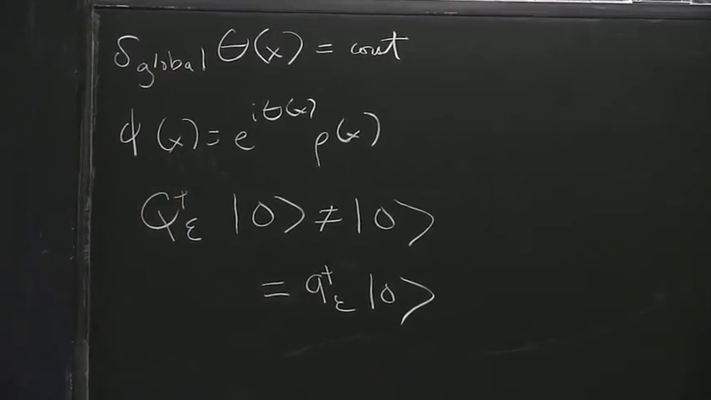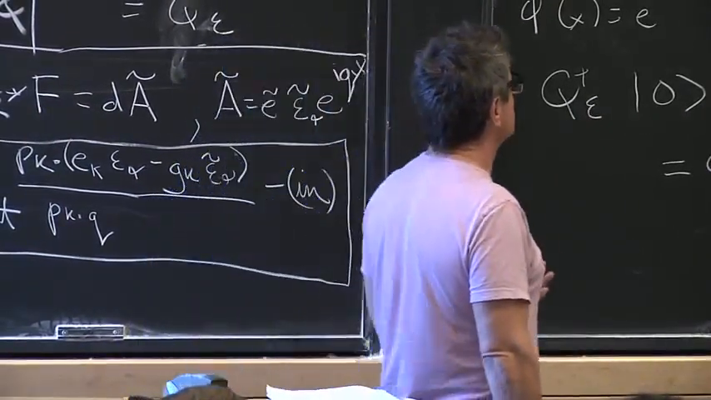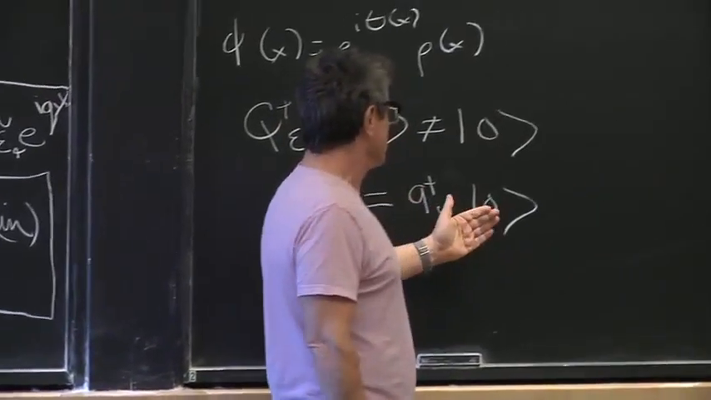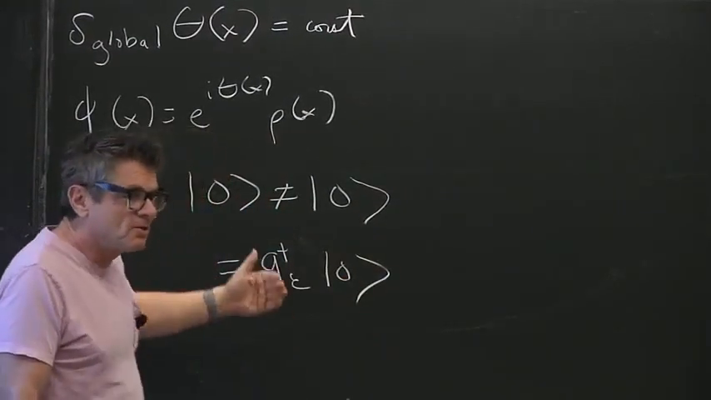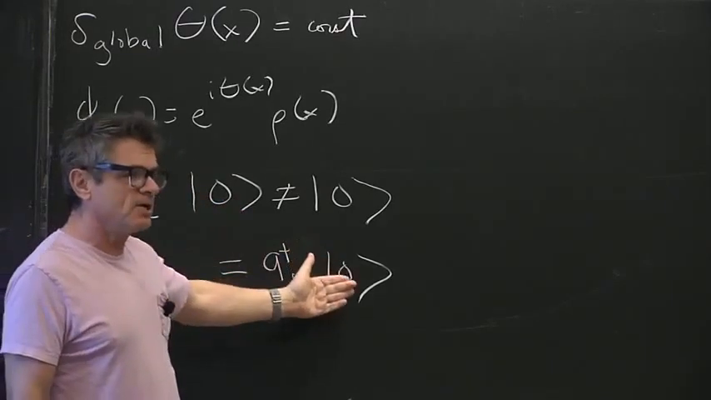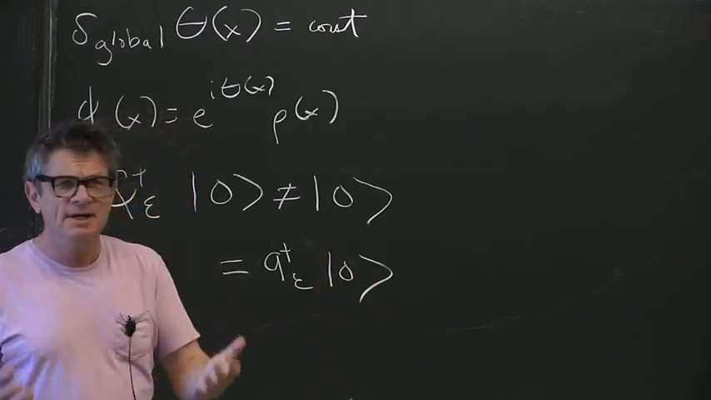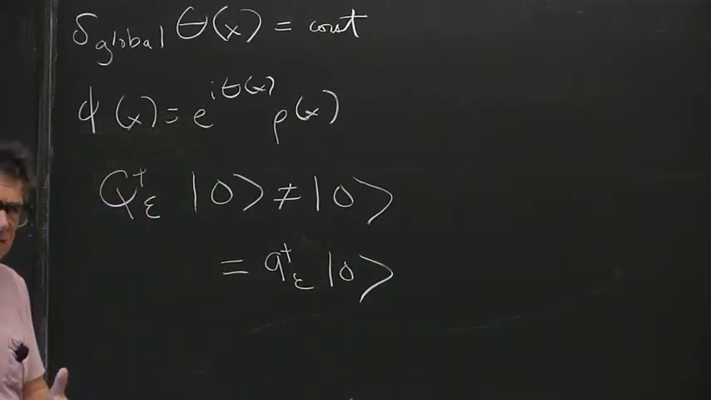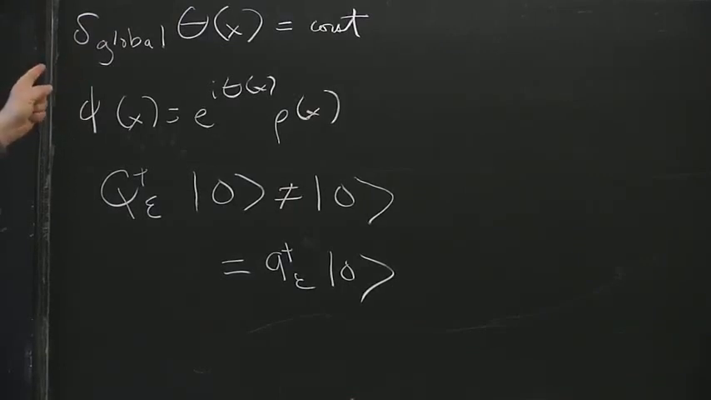Now, moreover, we have a vacuum degeneracy, because we can act with any number of Q pluses, we can act with any number of A daggers on the vacuum, we can add any number of soft photons on the vacuum. So we have an infinite vacuum degeneracy, a much bigger vacuum degeneracy than the vacuum degeneracy here, which is just parametrized by a circle. There's one vacuum for every point on the circle.